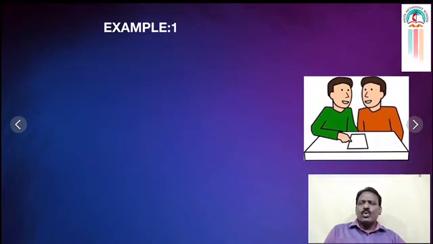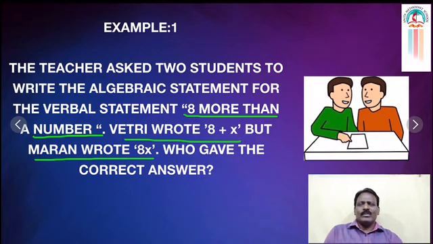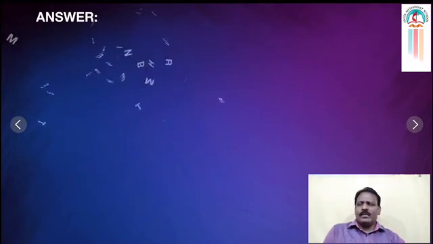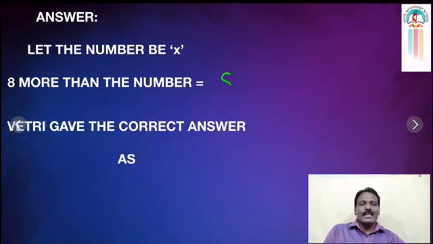See example 1. The teacher asked two students to write the algebraic statement for the verbal statement 8 more than a number. Vetri wrote 8 plus x, but Moran wrote 8x. Who gave the correct answer? Now see the answer. Let the number be x. 8 more than the number. How can you write the algebraic statement? 8 plus x. Who gave the correct answer? Vetri gave the correct answer as 8 plus x.